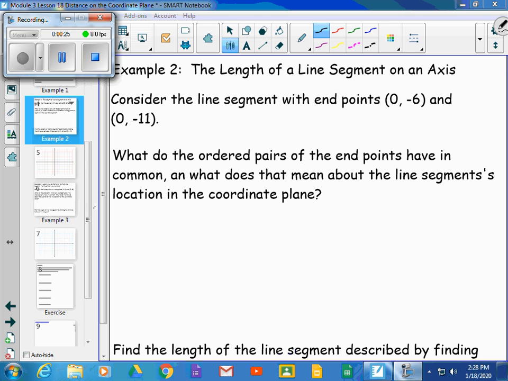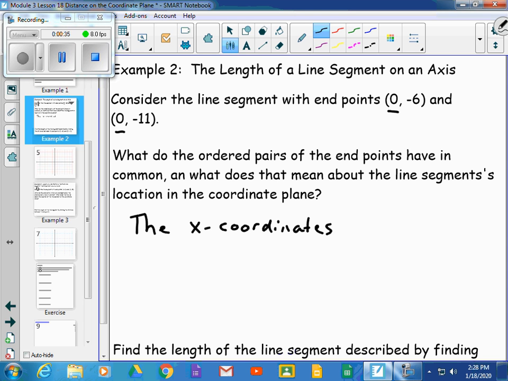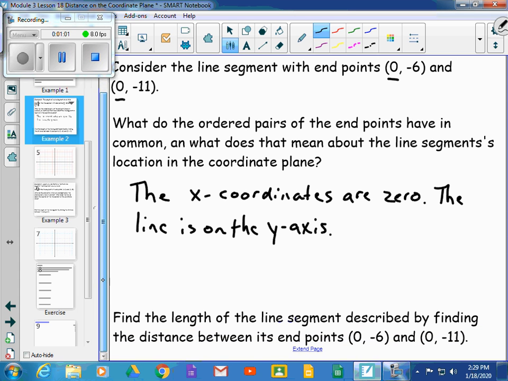Well, if we look at the ordered pairs, we can see that the x-coordinates are the same. They're 0. Whenever the x-coordinates are 0, that tells us that the line is going to be on the y-axis. It also tells us that when the x-coordinates are the same, we're going to have a vertical line, which in this case is the y-axis.